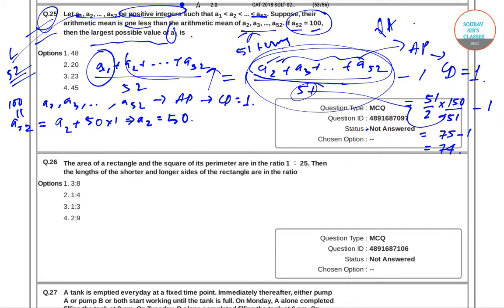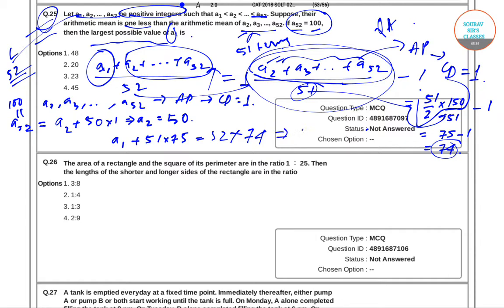We have also found that this entire structure is equal to 51 by 2 into 150, so this will be equal to a1 plus 51 into 75. And if we take the 52 over to this side, we have already found that this value is equal to 74, so 52 into 74. Finally we get that a1 will be equal to this minus this. If we solve it, we get that this entire structure is equal to 52 into 74.